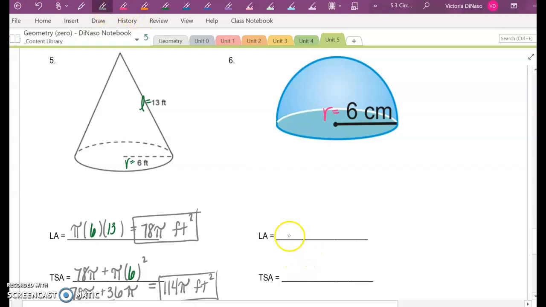So my formula says 2 pi r squared. So I'm just going to write in the number 6. So we have 2 times 6 squared in our calculator, and you're going to get 72 pi. And then for my total area, we have 3 pi r squared. So in our calculator, you're typing in everything except for the pi symbol. So we have 3 times 6 squared, which is 108, and then we have pi. Both of these are centimeters squared.